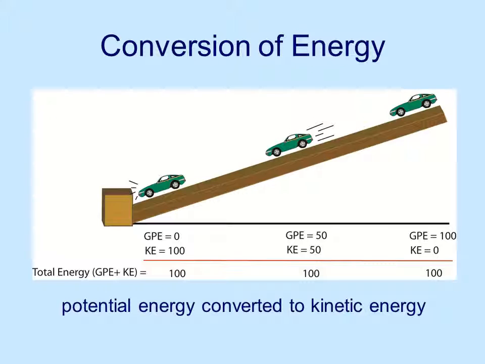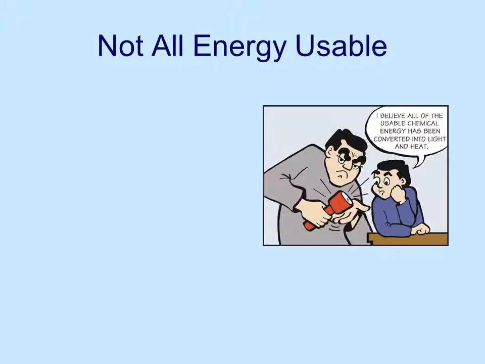Here's an example of the conversion of energy, where potential energy is converted to kinetic energy. At the top of the slope, the car has 100% potential energy, has no kinetic energy because it's not moving. As you release the car, the potential energy decreases because the car has less distance to move. The kinetic energy increases because the car is moving. And at the bottom of the slope, there's no more potential energy, but it's all translated into kinetic energy. So we've converted potential energy to kinetic energy in the example.